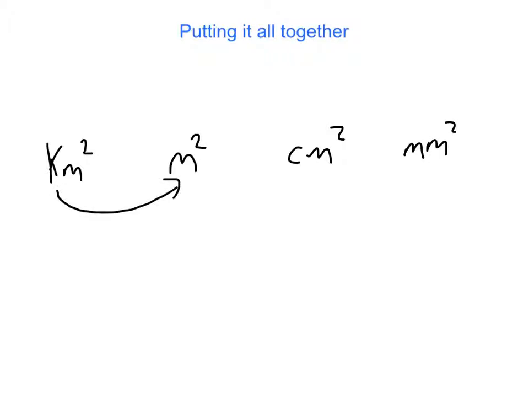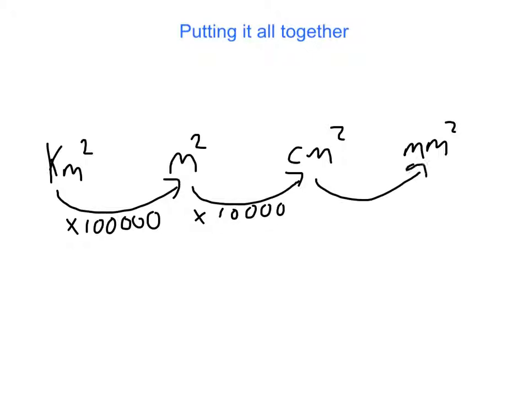Let's try and put together what we've done. If we were looking at converting square units, the biggest unit we were looking at was kilometres squared, the next unit down would be metres squared, then centimetres squared, and then millimetres squared. To convert from kilometres squared to square metres was the same as multiplying by 1 million, because that's 1,000 times 1,000 metres squared in a kilometre square. To convert from metres squared to centimetres squared, we need to multiply by 10,000, or 100 squared. And to convert from centimetres squared to millimetres squared, we need to multiply by 100, that's 10 squared.